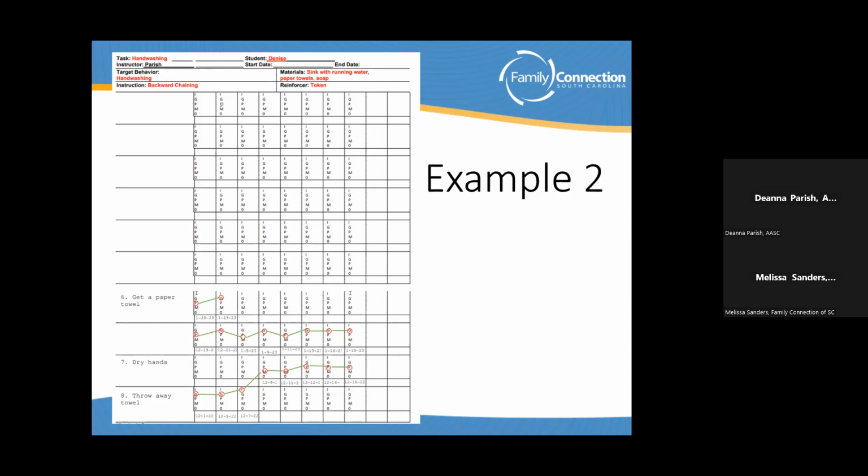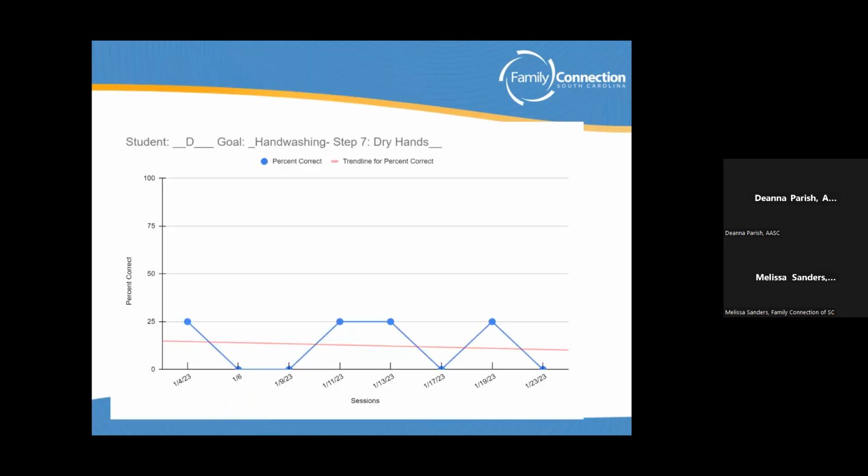Well, let's just say she was kind of stalled at 7. She was having a real hard time drying her hands. She continued to need some kind of either hand-over-hand manipulation or partial physical prompt. So maybe the teacher divides that out a little bit into the next example and is looking at just drying her hands. What does it take to do that? And this looks at data in a different way. Percent correct based on just that step 7.